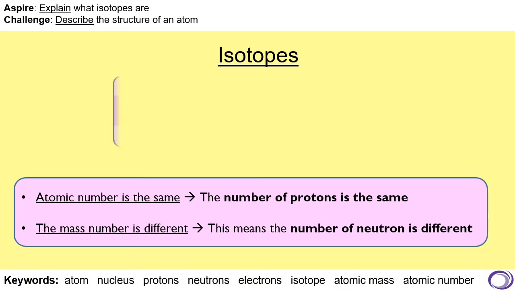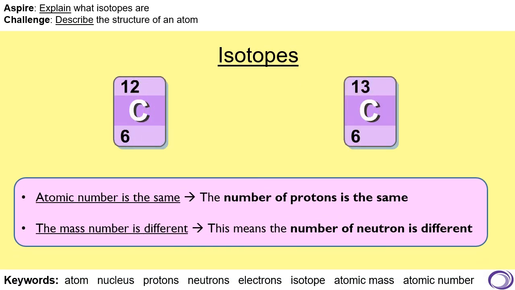So an isotope is two atoms which have the same atomic number, so the same number of protons, but they have a different mass number, and this means that the number of neutrons is different. If you didn't remember those definitions, then just pause the video now and make a note of that in your notebooks.